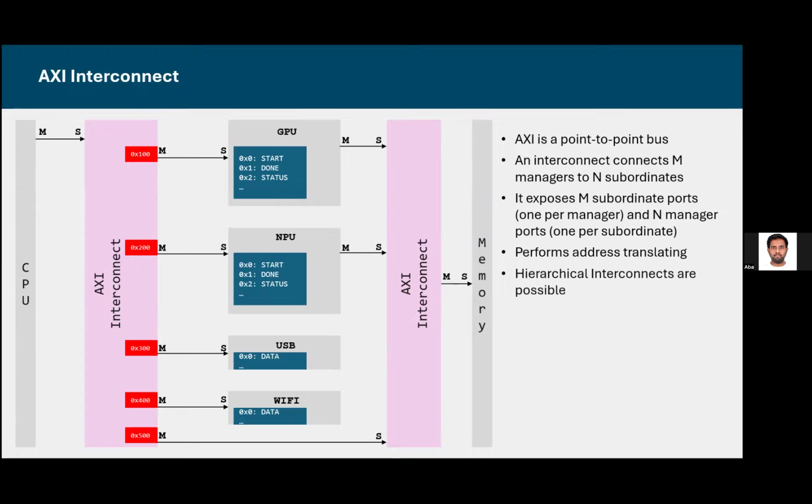So the interconnect also does address translation. That's what I told previously. So it knows which port to use. If you ask for 201, it knows it's done, this is the NPU's port. So it will send that request to the NPU.